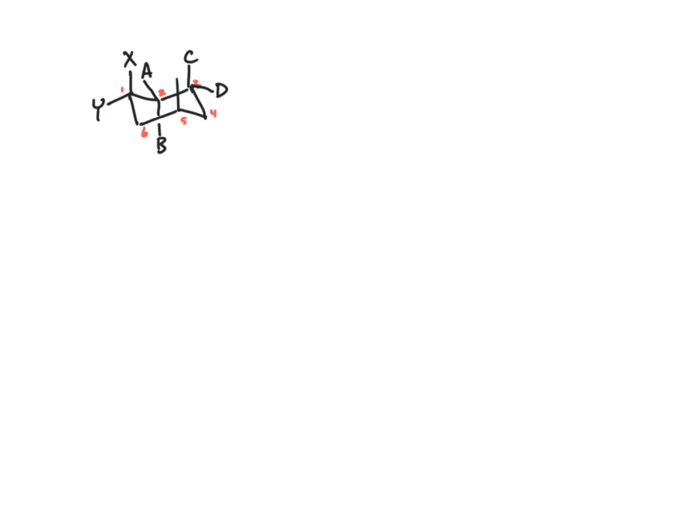Now carbon 4, the axial group is going to be what? It's going to go down. So the theme here is that it's alternating, right? So down, we'll call that E. The equatorial group is going to point this way, and that's going to be F.